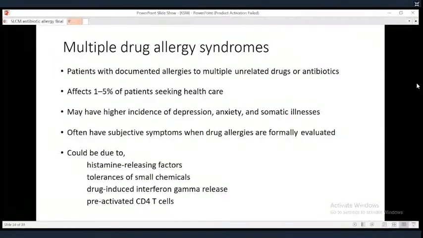So there are a few patients who come with these multiple drug allergy syndromes. So they claim that they are allergic to all the drugs that they are prescribed. So this affects about 1 to 5% of patients seeking health care. If you really look at these patients, there is a high incidence of depression, anxiety, and somatic illnesses in these patients. And also, whatever the symptoms that occur are rather subjective symptoms.